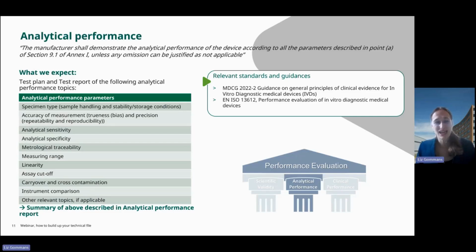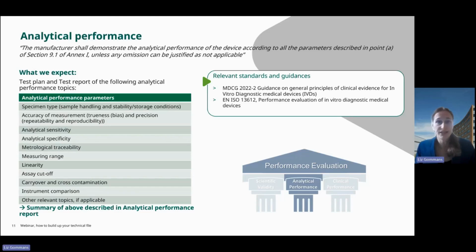Basically, I listed in the green table all analytical performance parameters that are listed in the IVDR. So you have specimen type, so we say handling, stability, storage conditions, accuracy of the measurement, which is composed of the trueness and the precision, analytical sensitivity, analytical specificity, metrological traceability, measuring range, linearity, assay cutoff, carryover and cross-contamination, instrument comparison, and other relevant topics if applicable.